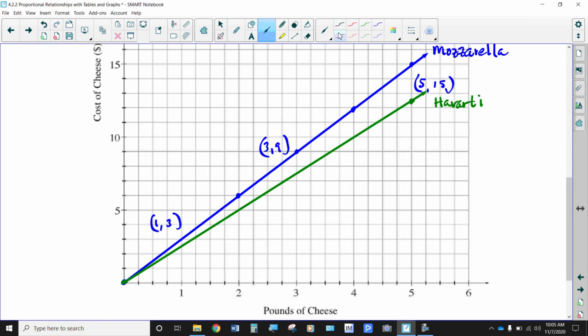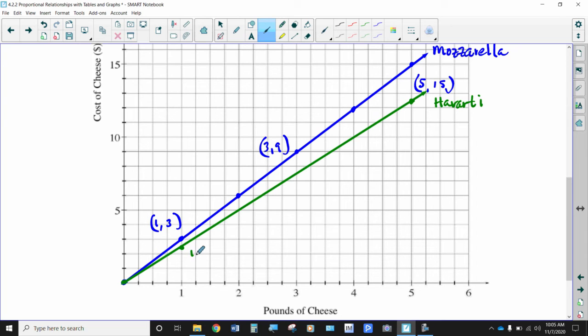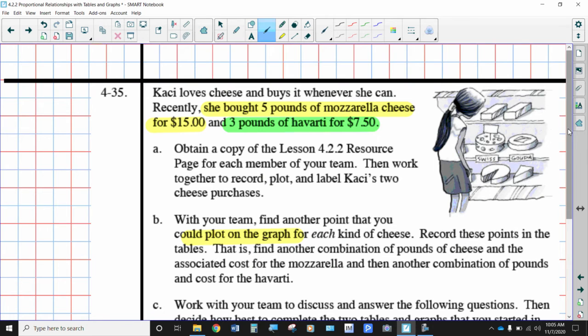Let's go ahead and put the blue here. What was that, 1, 3? Right, so now to the green. This is our unit rate, which is 1, $2.50, and this was a point here, and this was a point here. 3 was $7.50, and then this one up here was 5, $12.50.